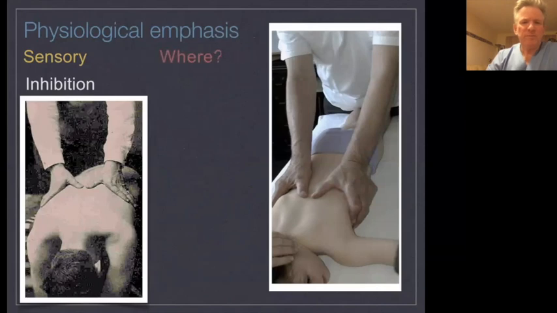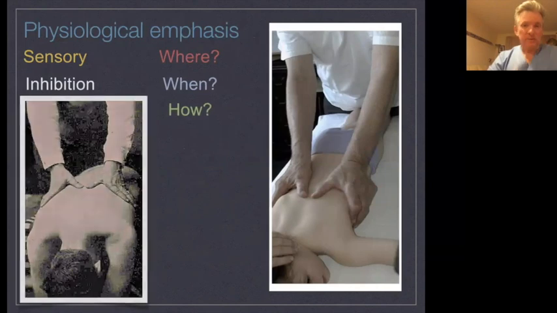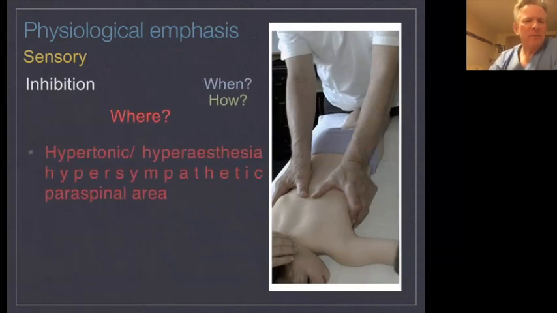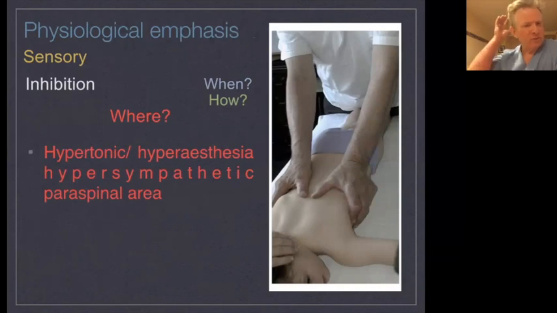So inhibition, where do we apply it? When? How? Initially, where? We're looking to work with hypertonic, hyperesthesia, hypersympathetic in the paraspinal area. And very often we're working T2 to L2, so the second thoracic to the second lumbar, in relation to that sympathetic chain.